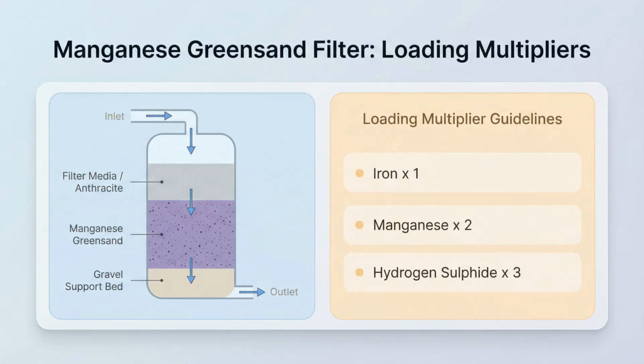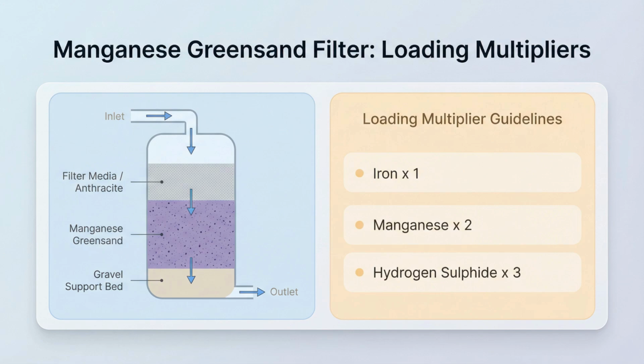Manganese green sand filters require a bit more attention. Manganese and hydrogen sulfide create a higher demand for oxygen and are harder to oxidize than iron. So when calculating the load for these filters, you multiply the iron content by 1, the manganese by 2, and the hydrogen sulfide by 3. These filters typically need backwashing more frequently, usually every 2 to 6 days.